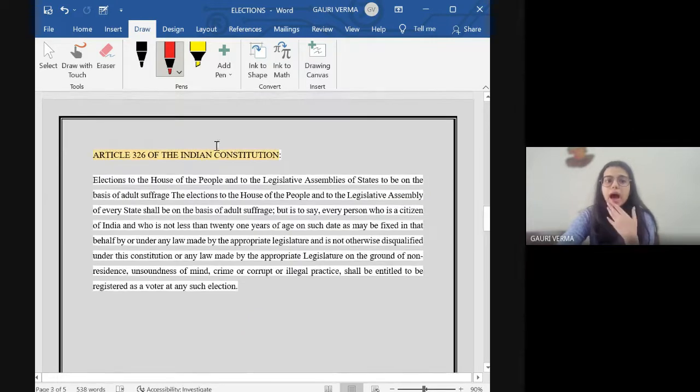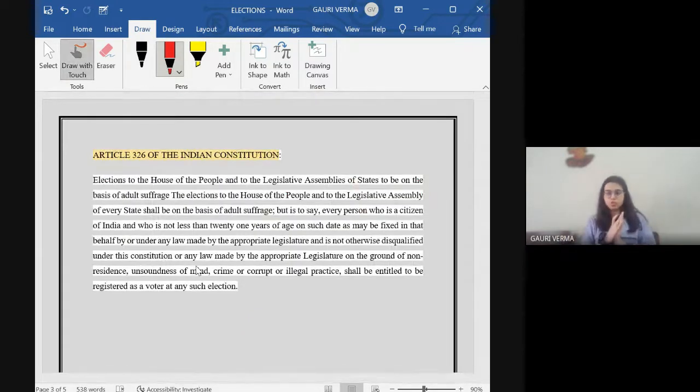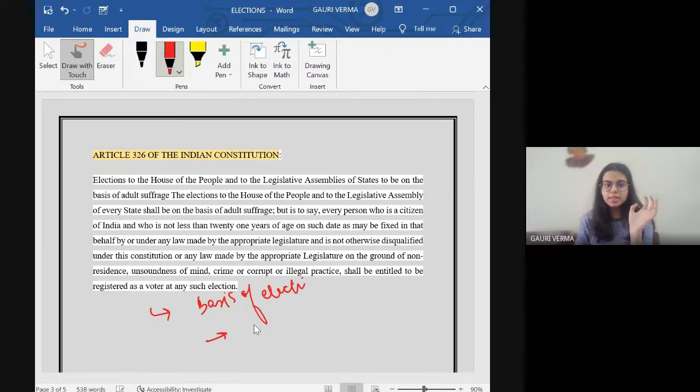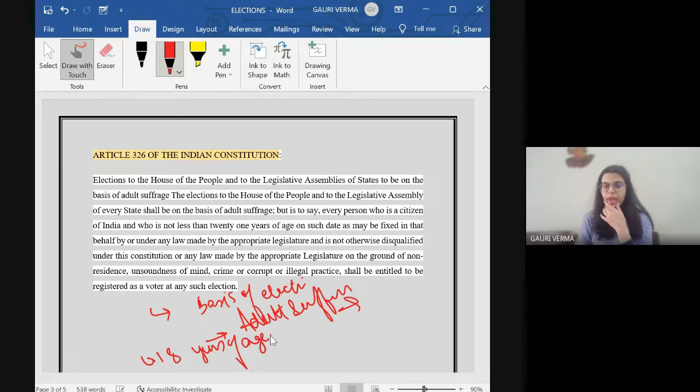Next we have Article 326 of the Indian Constitution. What does it say? It says that the basis of election is adult suffrage. We all know universal adult franchise, where any person who is above the age of 18 is eligible to vote. Okay? And the person should be a citizen of India.